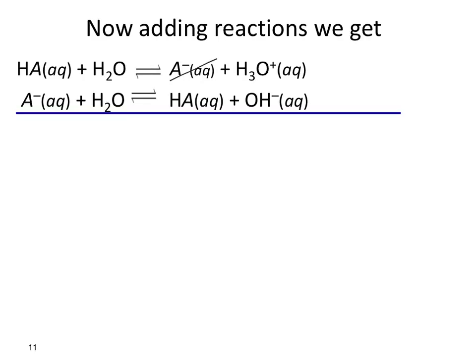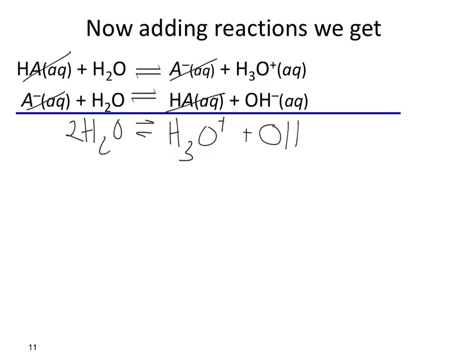So we can see the conjugate base is on opposite sides of the reaction line, and the acid is on opposite sides of the reaction line. And so what we get is 2H2O is in equilibrium with H3O plus and OH minus. Oh, look at that. It's a water equation.